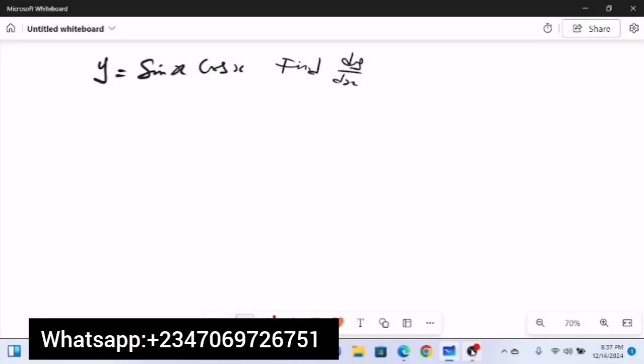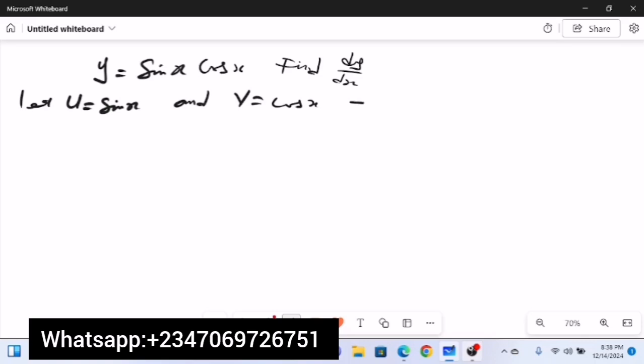Now let's try one more example. Now let's say we are given y to be equal to sine x times cos x, and we are asked to find dy dx. Remember the product rule, okay? So we have two terms now multiplying one another. So you simply say let u be equal to sine x. Mind you, you can also say let u be equal to cos x. It doesn't really matter any order you choose, so far they end up multiplying one another. That's the most important thing. Okay, and v equals cos x.